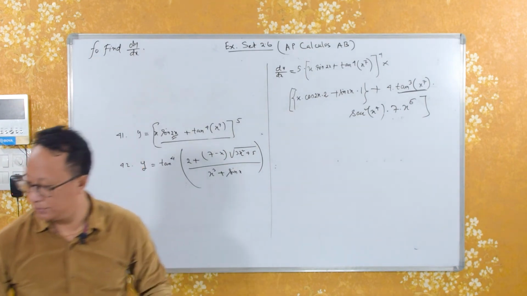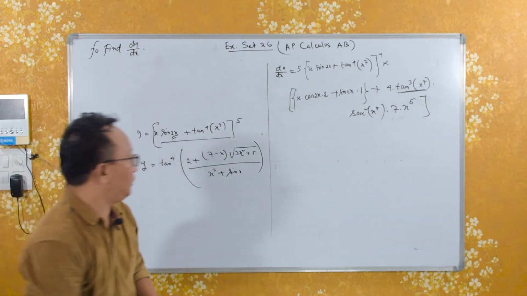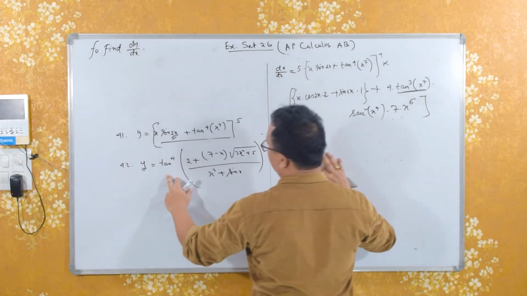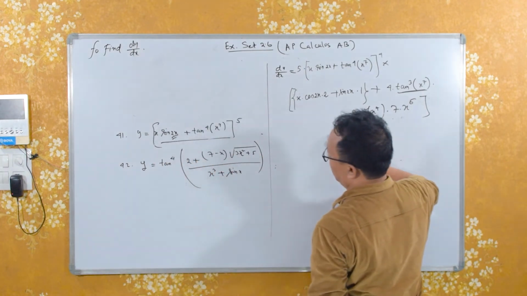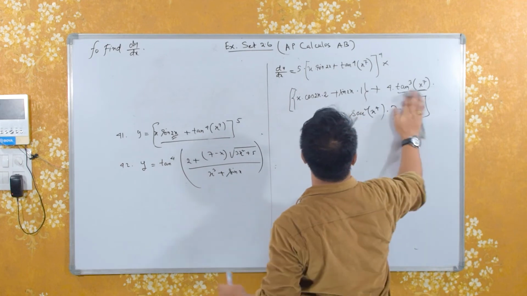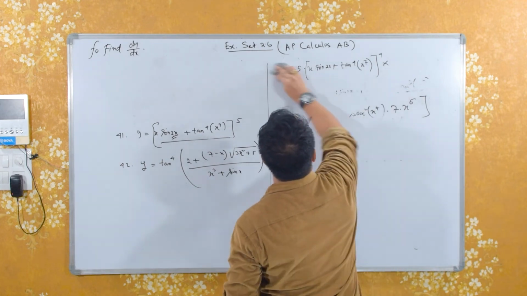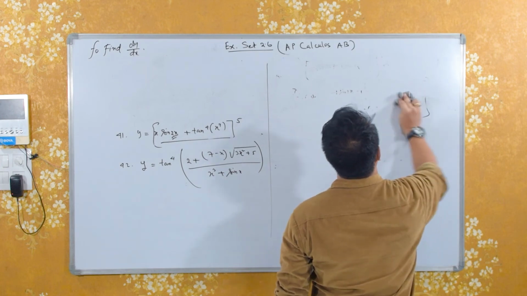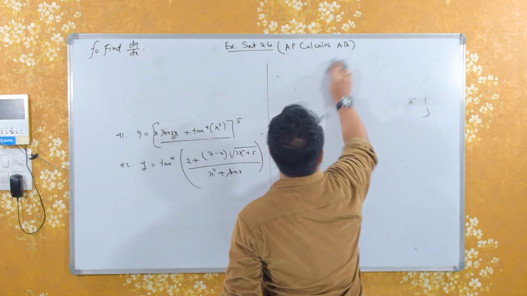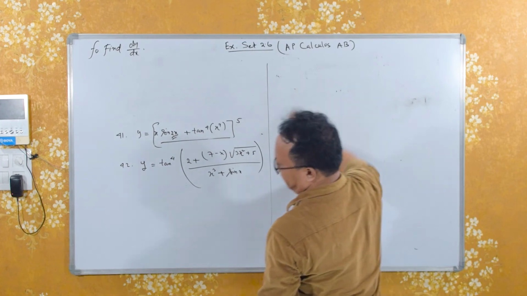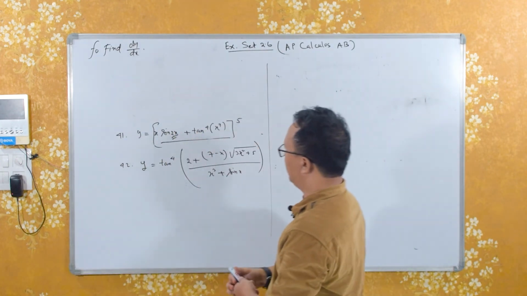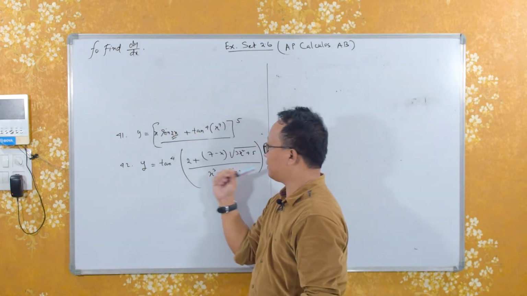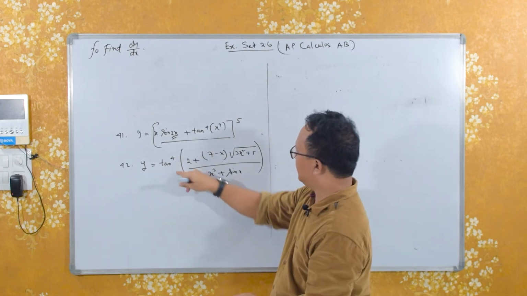Now, question 42 is somewhat similar to this sum. Let's try to solve it. Now y equals 10 raised to 4 of this, okay? Consider this as something like 10 raised to 4.